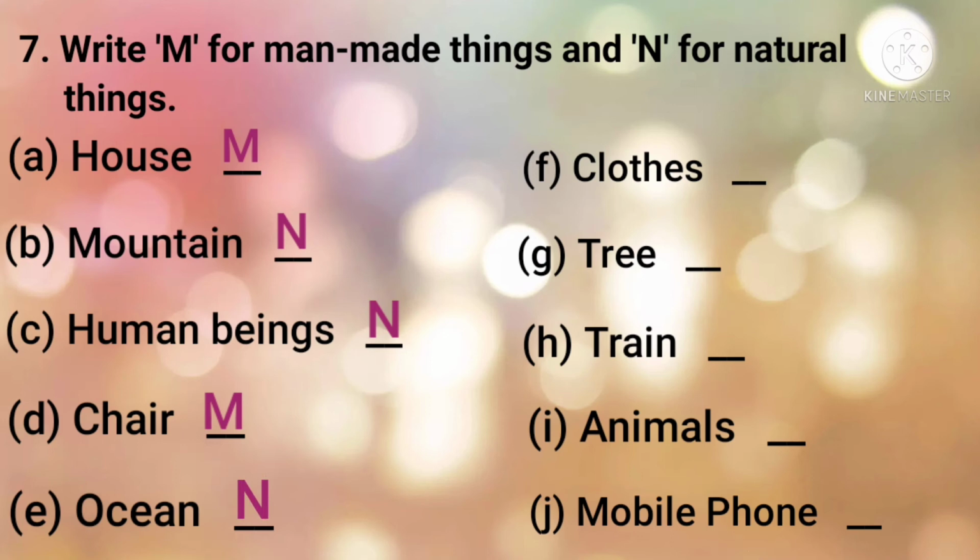Number F. Clothes. It's a man-made thing. Number G. Tree. It's a natural thing. Train. It's a man-made thing. Number I. Animals. These are natural things. Number J. Mobile phone. It's a man-made thing.